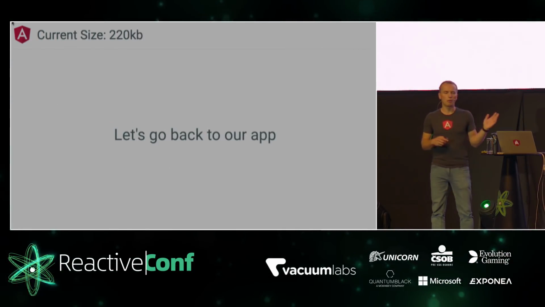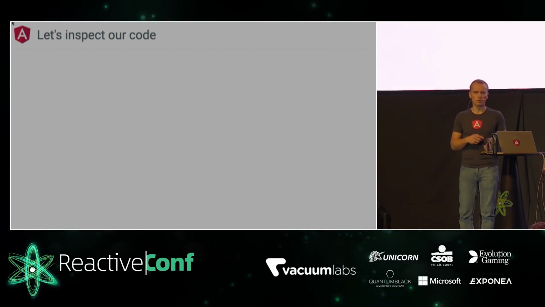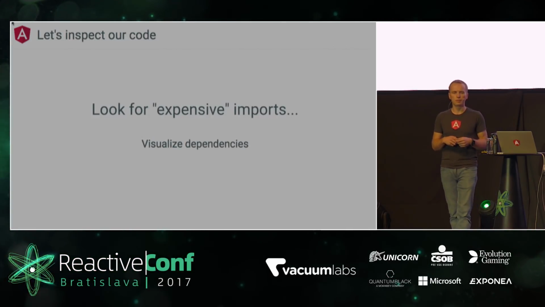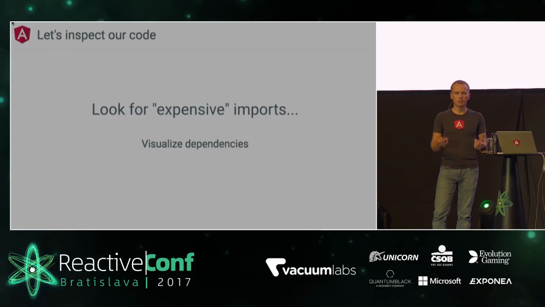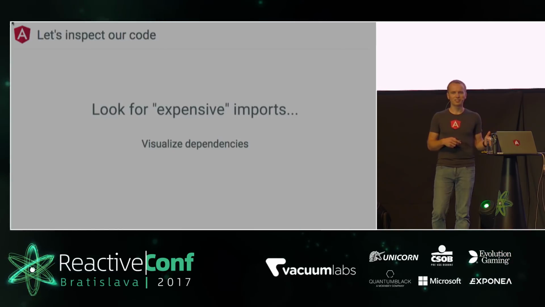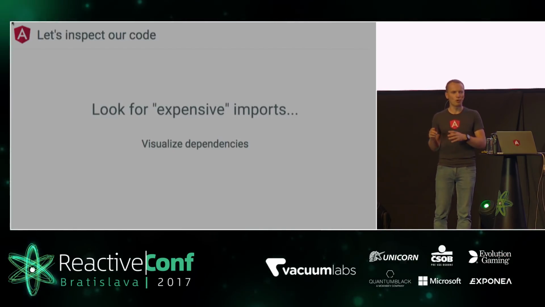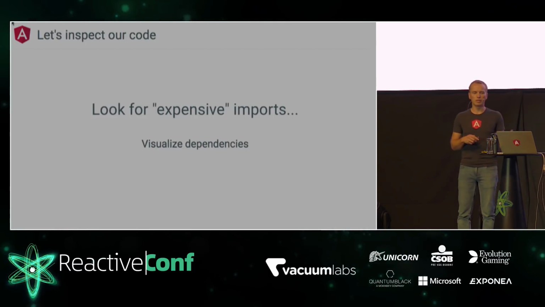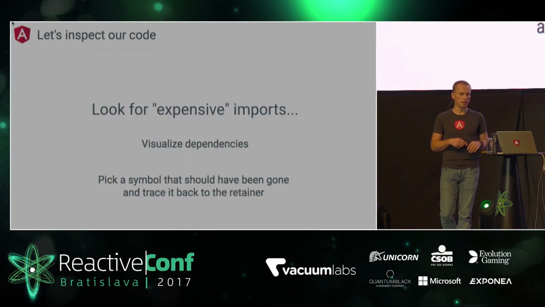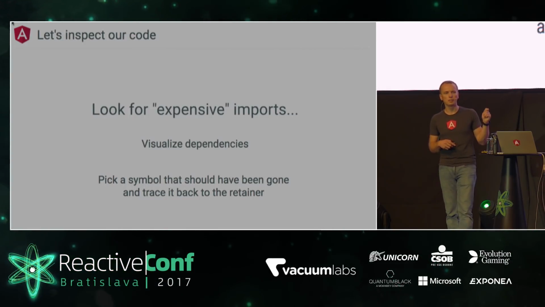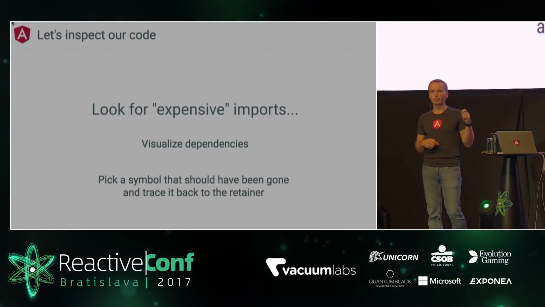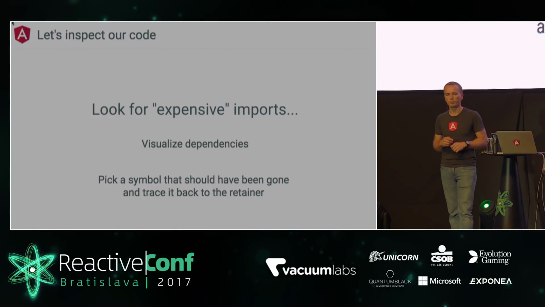Great. So let's go back to the application, and let's inspect the code to see why we have so much of it. We're going to be looking for expensive imports. There are different ways to do this. I still go back and forth about what is the most efficient one. The tooling really sucks. So you have to have a little bit of luck, a little bit of knowing what to look for. But a good one is visualizing the dependencies. Sometimes it can be too noisy, and it's not going to show you much, but it's a good one to try. The other one is just picking a symbol that you know should not be in the final application, and then tracing it back and seeing what are the retainers, and then from there you see what the problem is.